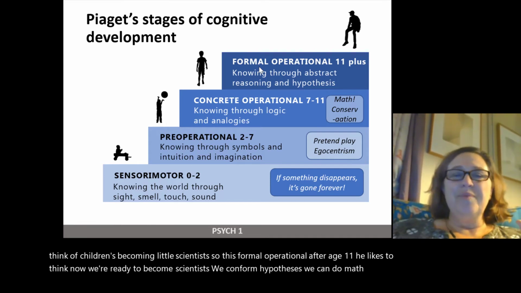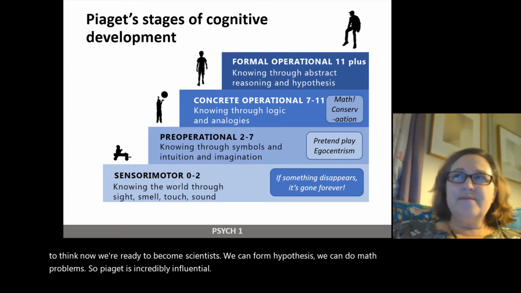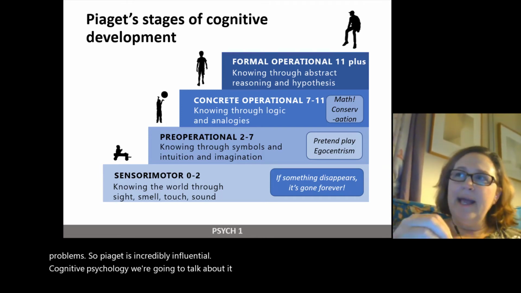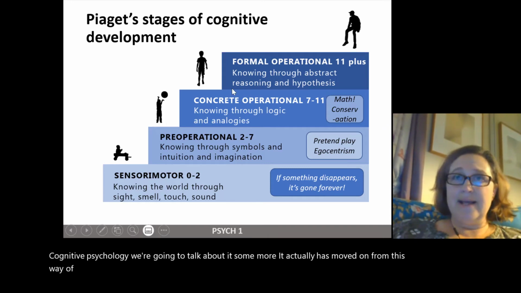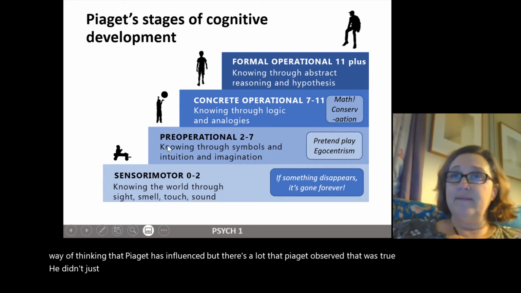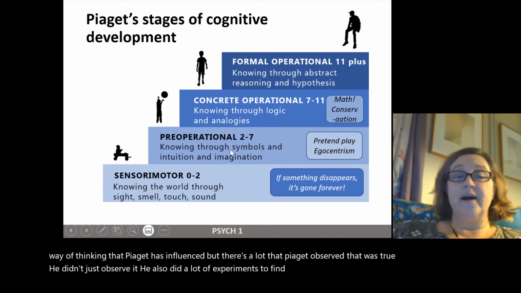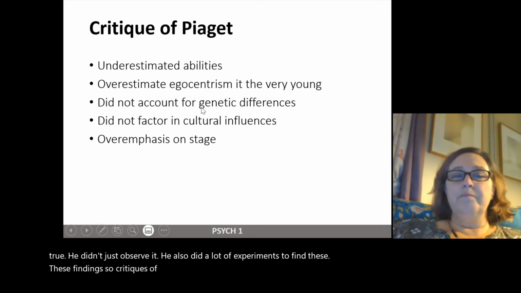So Piaget is incredibly influential. Cognitive psychology, we're going to talk about it some more. It actually has moved on from this way of thinking that Piaget has influenced, but there's a lot that Piaget observed that was true. He didn't just observe it, he also did a lot of experiments to find these findings. So critiques of Piaget, we'll talk about that later.